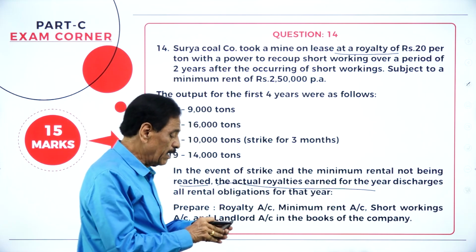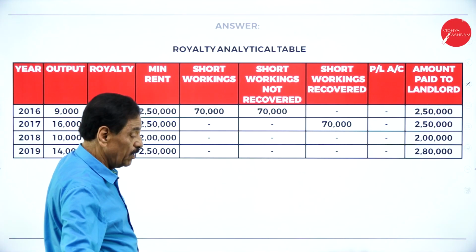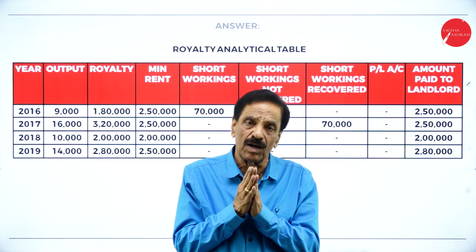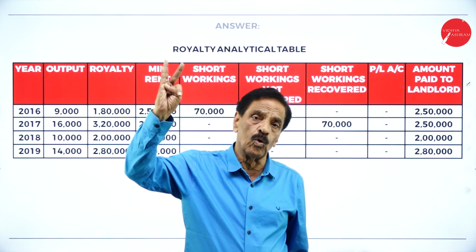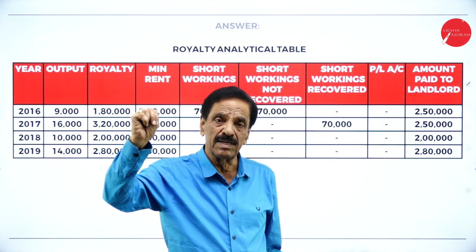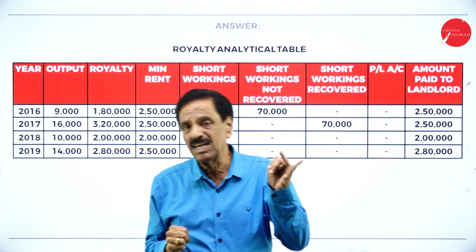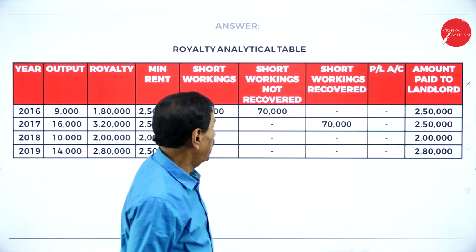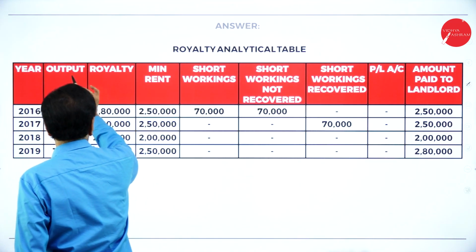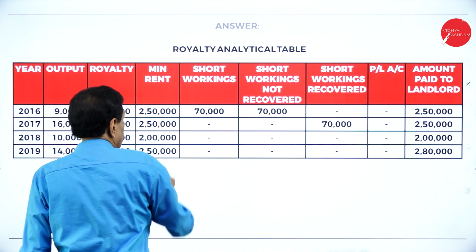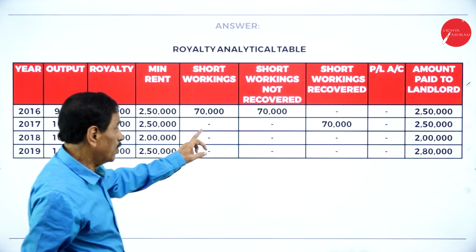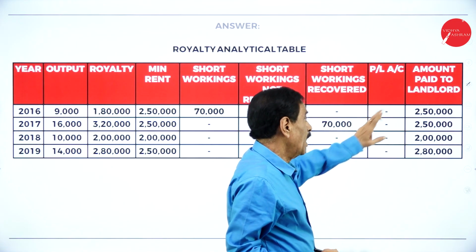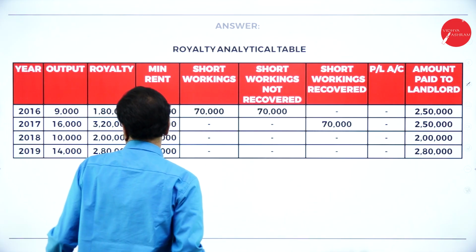We'll go to the table now. Here, a royalties analytic table you have to prepare. Yesterday also, I told you in the last session, royalty means ROYALTIES. There are 9 words, so 9 columns should be made. Here the 9 columns are year, output, royalty, minimum rent, short working not recovered, short working recovered, transfer to P&L account, amount paid to landlord.